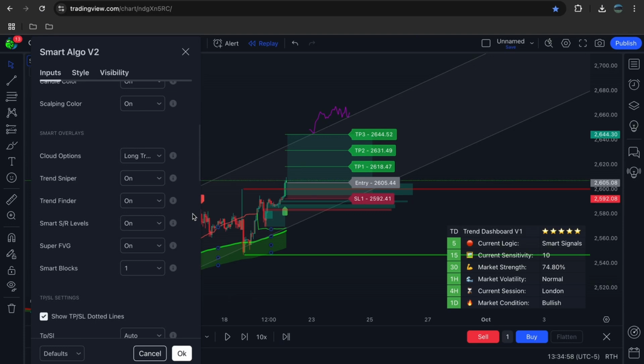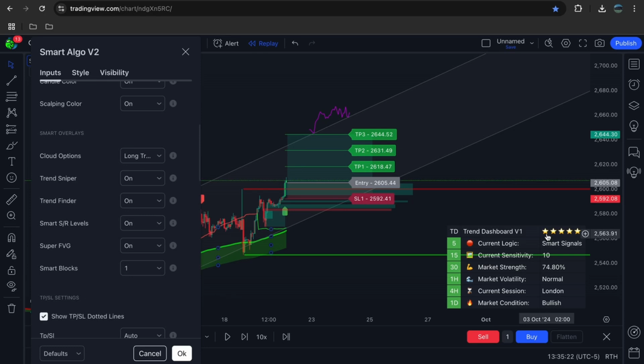Once you have the trend established, check the trend panel. If the market condition is bullish and market strength is above 70%, this is a strong signal to proceed with a buy setup. Additionally, the Smart Star system within the trend panel simplifies things further. More stars indicate a healthier trading environment. Use the trend panel to validate what the Smart Cloud and Trend Finder are already telling you.